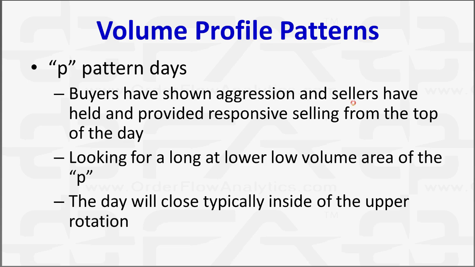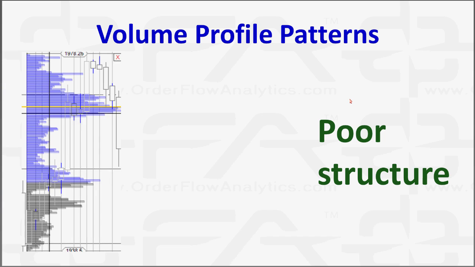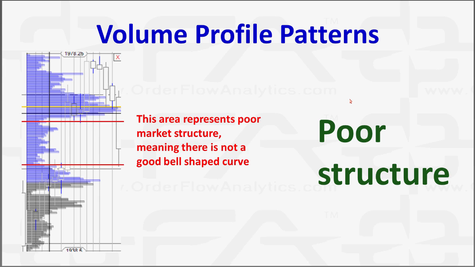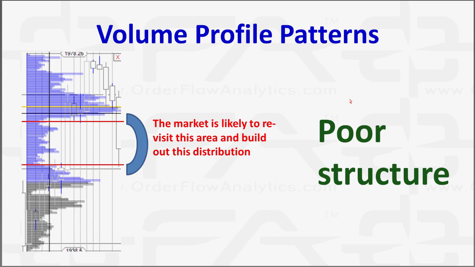Again, the day will close typically inside the upper rotation. Let's talk about poor structure, which I just showed you from yesterday. Poor structure is this area right here. It represents poor market structure, meaning there's really not a good bell-shaped curve here, right? We're always looking for the market to develop this bell-shaped curve in a profile at some level. And where it doesn't exist, we're looking for the market to come back, possibly the next day.